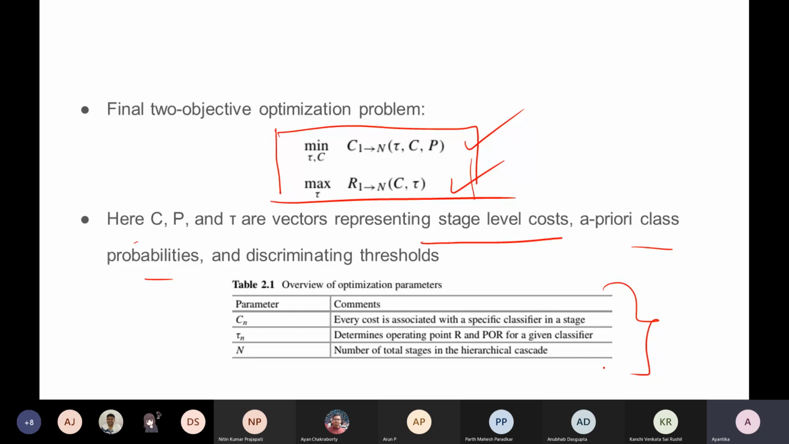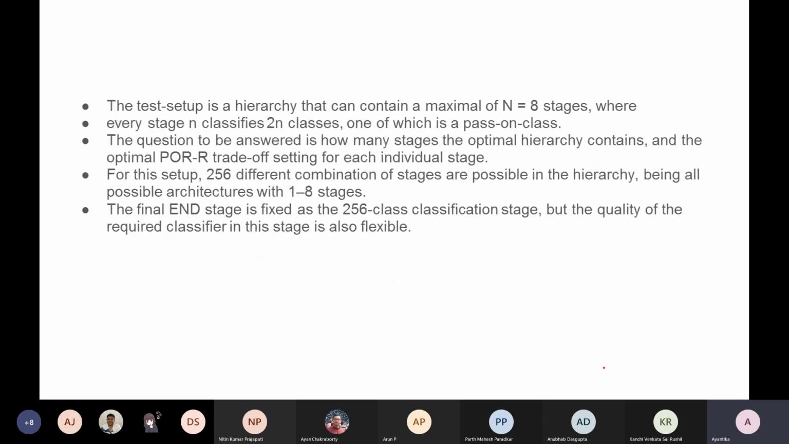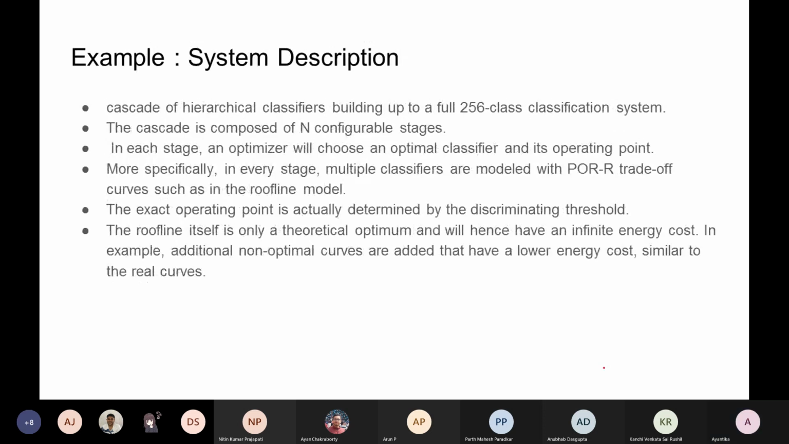Okay, so next, this is a system description. You can go through it. Here they have done a full 256 class classification, and the steps are the same as what we have already discussed.